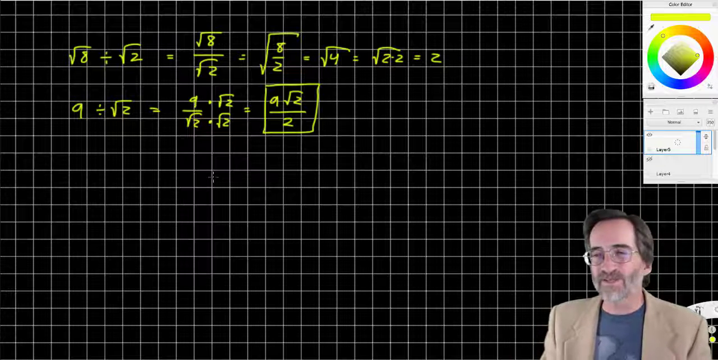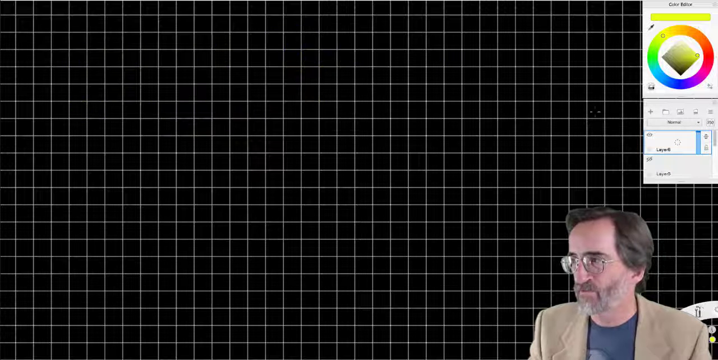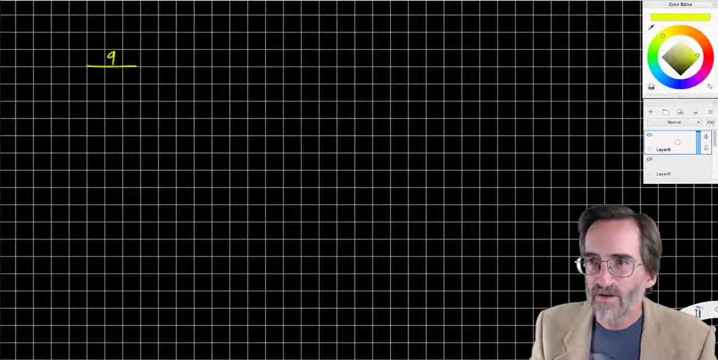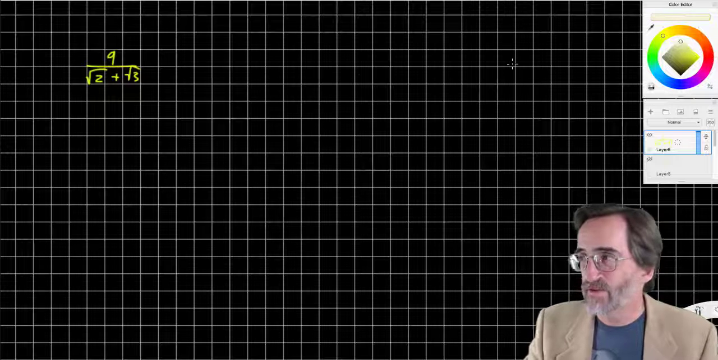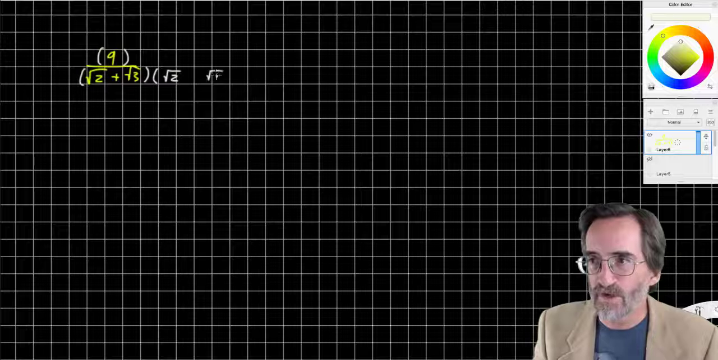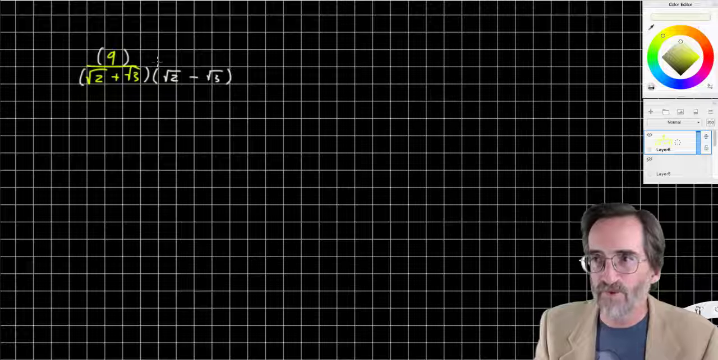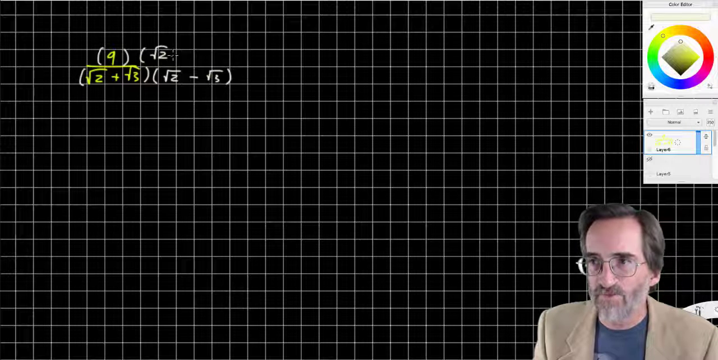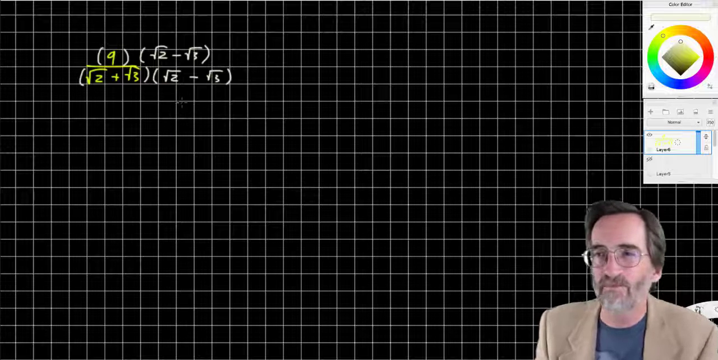Okay, and there's one last skill, using the conjugate to simplify something. Let's say I've got 9 over root 2 plus root 3. Okay? You can actually simplify in this case by multiplying by something called the conjugate of the denominator. The conjugate is the same thing, root 2 and root 3, but with a different sign. Instead of root 2 plus root 3, do root 2 minus root 3. And as long as we multiply top and bottom by the same thing, we're legal, because you can multiply the top and bottom of a fraction by the same thing.